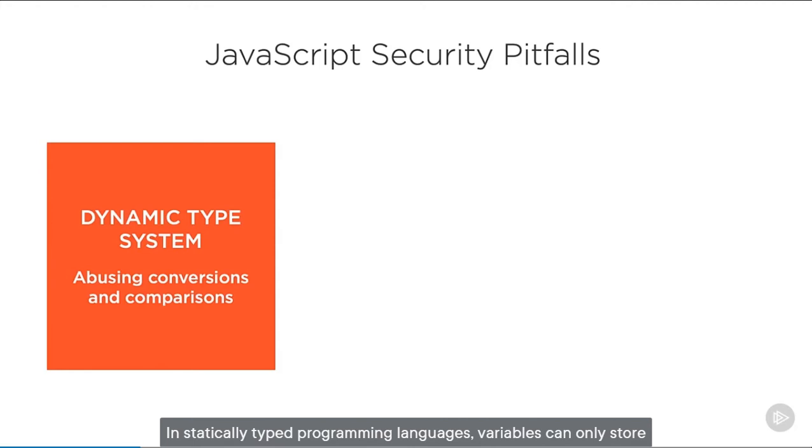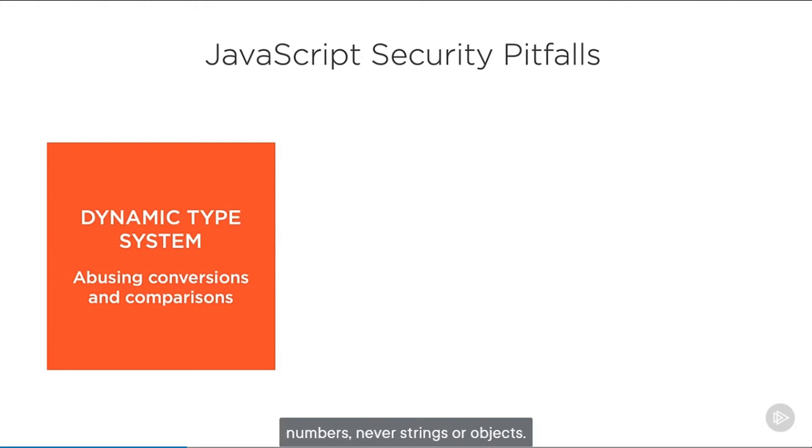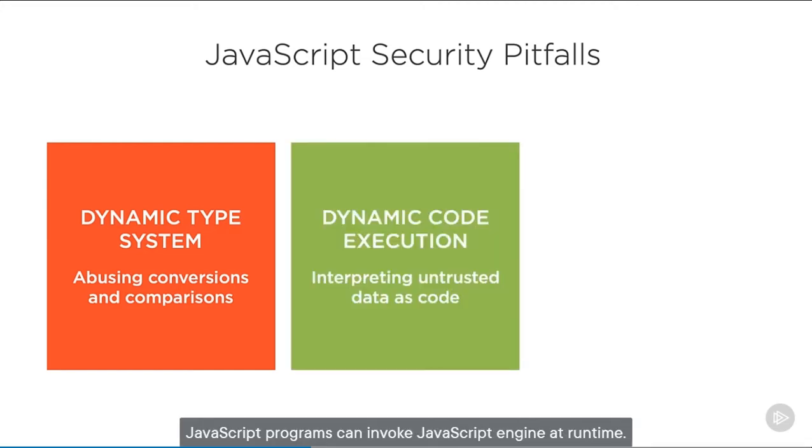In statically typed programming languages, variables can only store or reference values of a particular type. An integer can only store numbers, never strings or objects. In JavaScript, a variable can refer to a number, a string, or an object depending on the flow of control. When you look at the code, you do not always know the types of your variables. It may lead to unintentional information disclosure or other security bugs.